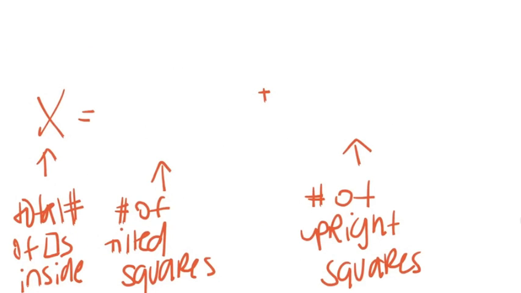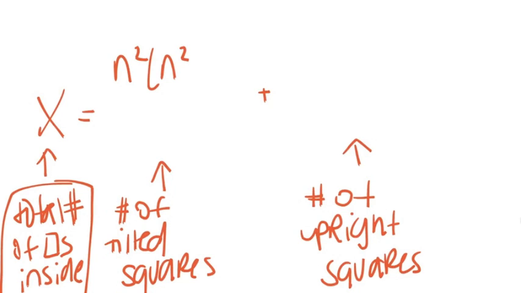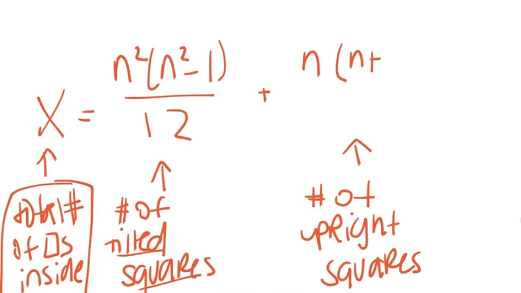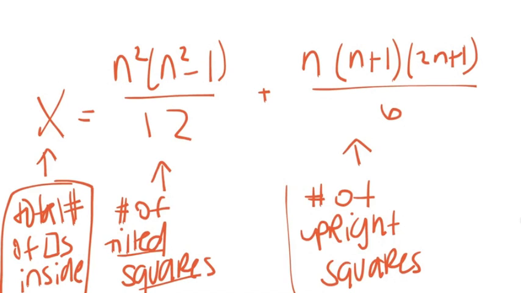So then if I was to piece these things together to get the total number of little squares that fit inside the large square of side length n, I had n squared times n squared minus 1 over 12 for the total number of tilted squares. And then I had n times n plus 1 times 2n plus 1, all over 6, for the total number of upright squares I had.